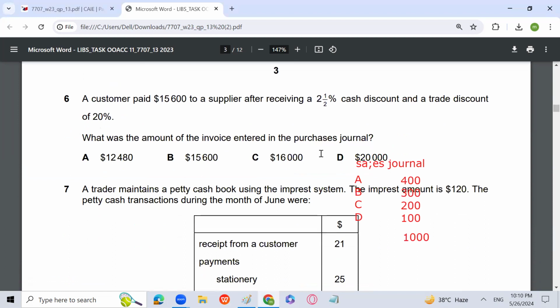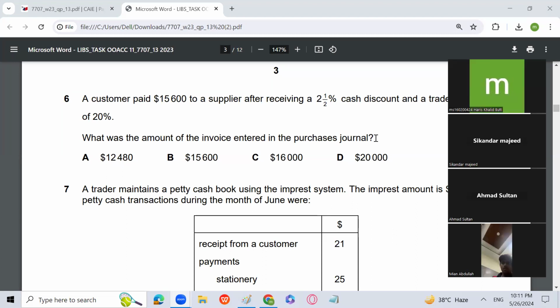A customer paid 15,600 to a supplier after receiving a 2.5% cash discount and a trade discount of 20%. What was the amount of the invoice entered in the purchase journal? Always remember that trade discount is given at the time of purchase and sale. Rather, cash discount is given at the time of payment. So when we are going to record this transaction in purchase journal, we are purchasing the goods. We are not making the payment.